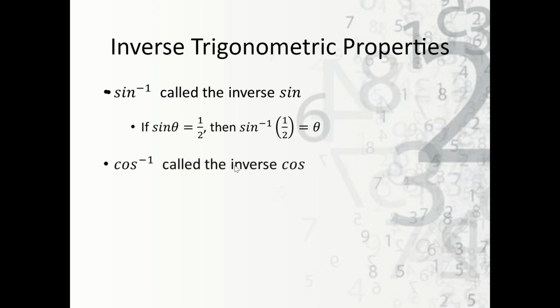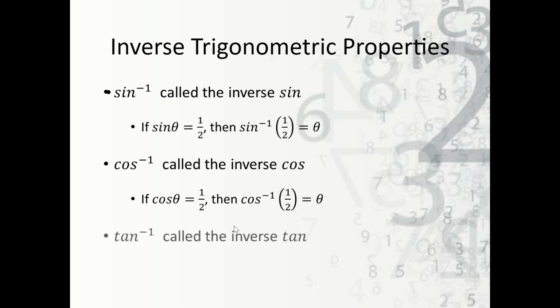Same thing with cosine. So we have inverse cosine. If cosine theta equals 1/2, then inverse cosine of 1/2 equals theta. So again, change it to inverse and flip your theta and your ratio. And tangent's exactly the same thing. So we have inverse tangent. And again, if tangent theta equals 1/2, then inverse tangent of 1/2 equals theta.